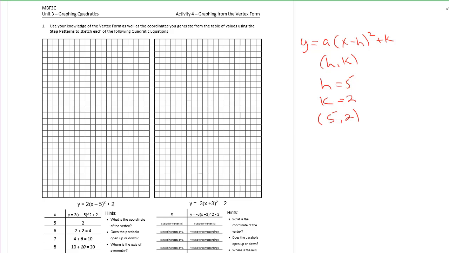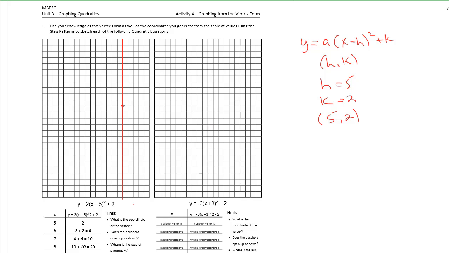So that point is fairly easy to start with. On our x-axis, we're going to move over 5 spots, 1, 2, 3, 4, 5, and then up to 2. So here's where our vertex is going to be. And the next thing I'm going to do is draw in the axis of symmetry. And remember, the axis of symmetry is the vertical line that goes through the vertex. So our axis of symmetry is going to look something like that.